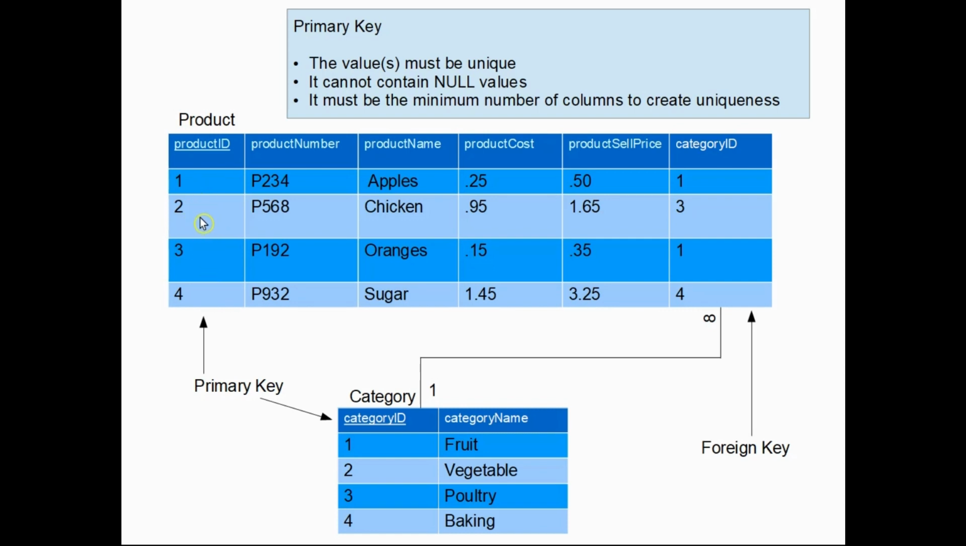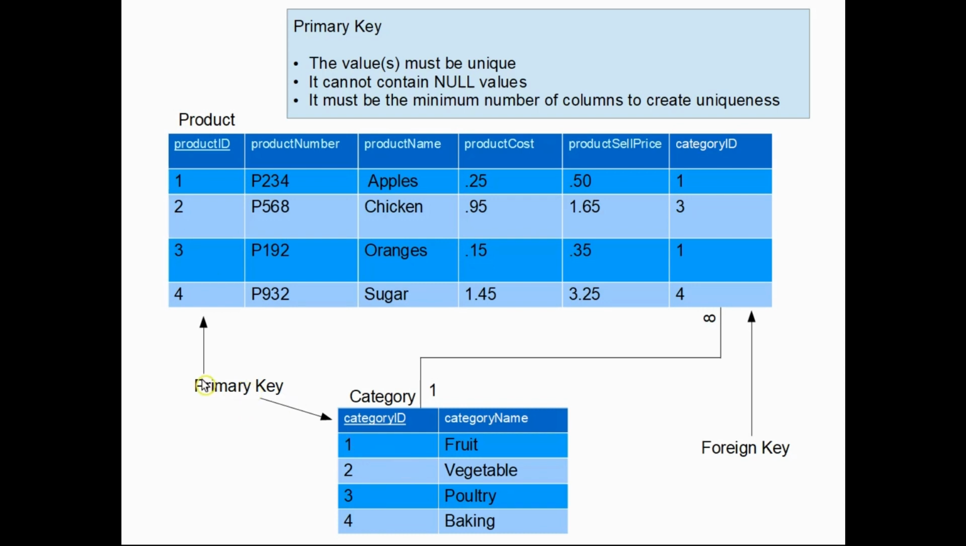I can never have another row in the product table that has a product ID of 2, because I've already used it, okay? So it has to be unique. The other characteristic is it cannot contain a null value. Null means no value whatsoever. So in other words, it's saying you must have a value in here. You can't leave it blank, okay? Any column that's part of the primary key must have a value, okay? Can never leave them blank.